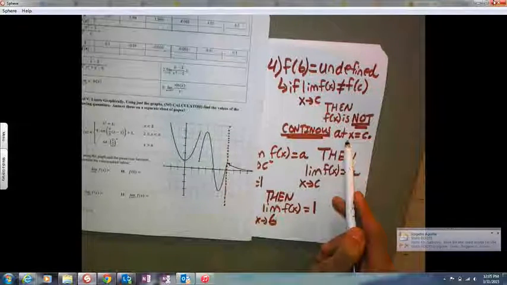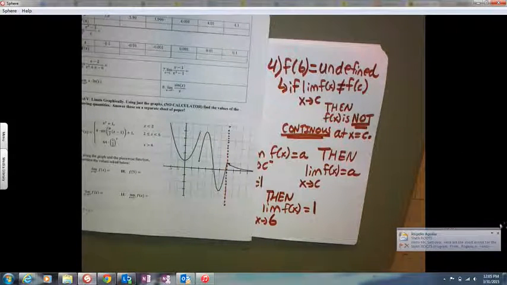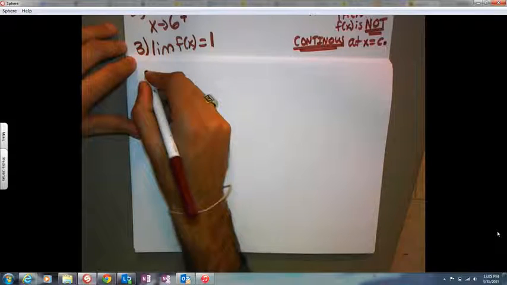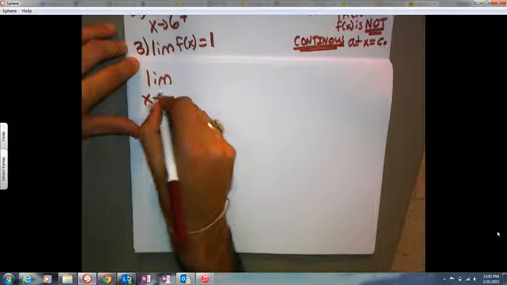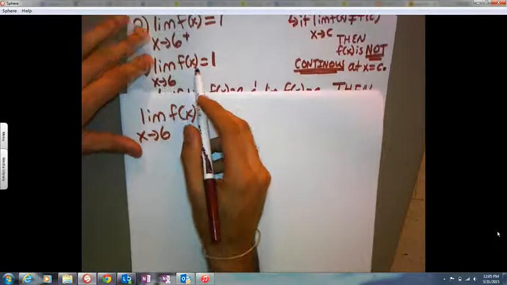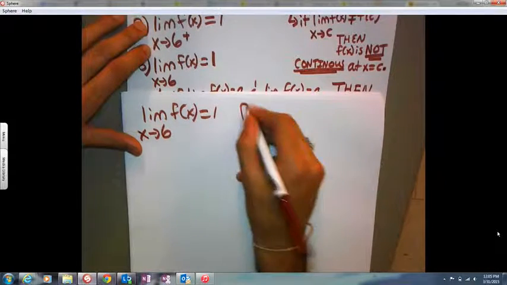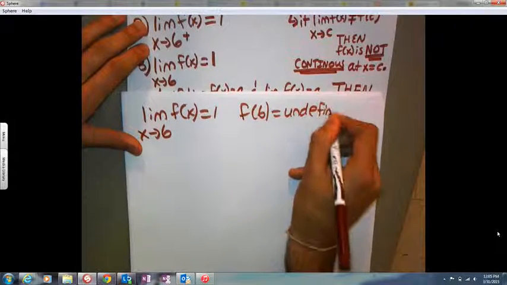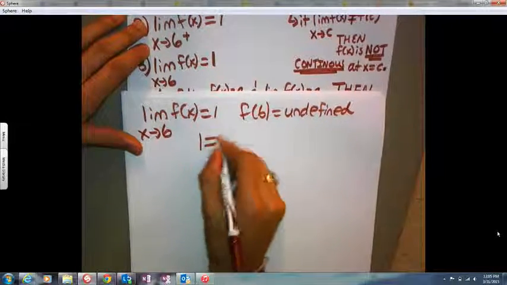Continuous at x equals c. Let me say this in a specific example for this problem now. The specific example for this problem is the limit as x goes to 6 of f of x was equal to 1. We did that on problem 3. F of 6 was undefined. 1 does not equal undefined.